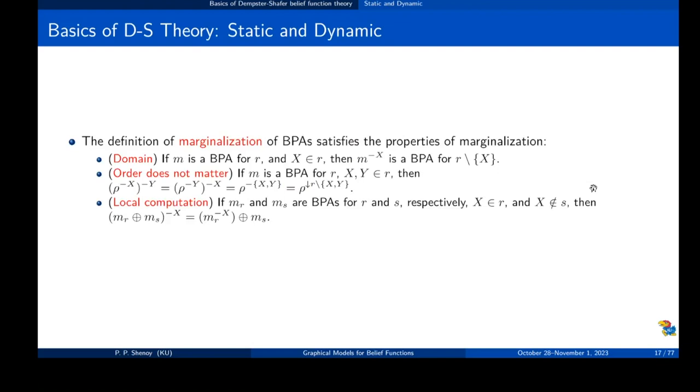Of course, this definition that I just gave you satisfies the domain axiom. The domain axiom says if M is a BPA for R and X belongs to R, then when I remove X, I get a mass function for R minus X. The order does not matter. The order in which I drop variables, when I'm dropping more than one, doesn't matter. And finally, importantly, it satisfies the local computation axiom. If I'm removing X, and X is only in R, I can do this locally.